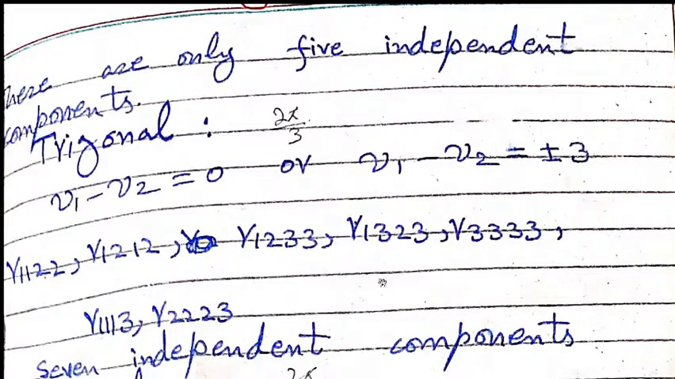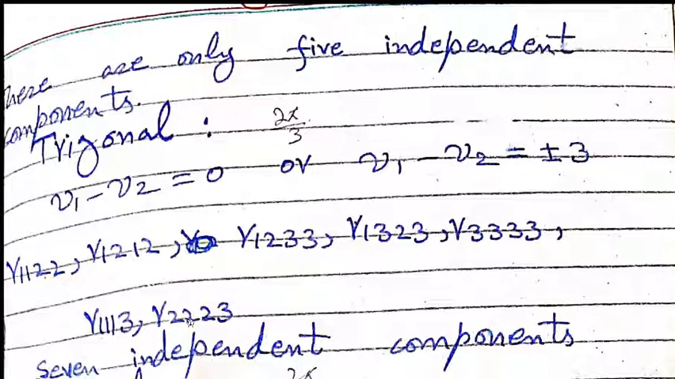So these 5 are from the previous, and for this case we have this. This is telling that the difference would be 3. The difference of the number of 1s and the number of 2s must be equal to 3, plus 3 or minus 3. So it means that there will be 3 1s and no 2s, so that component would be gamma 1 1 3. There will be 3 2s and no 1s, so that component would be gamma 2 2 3.